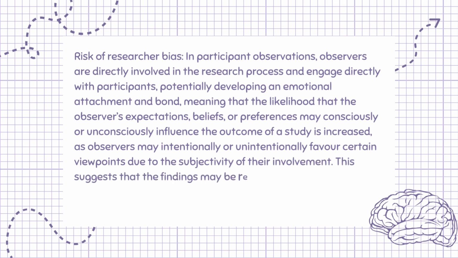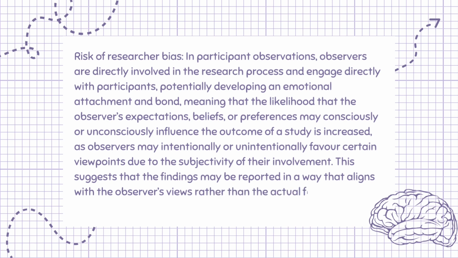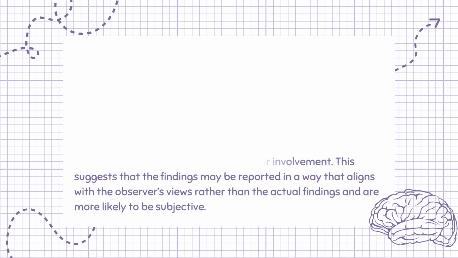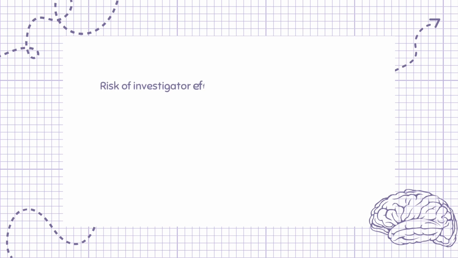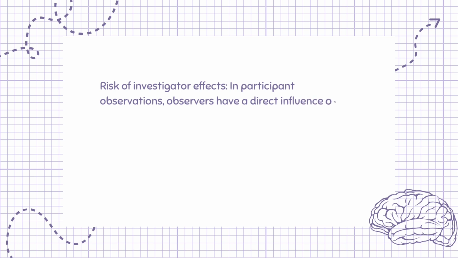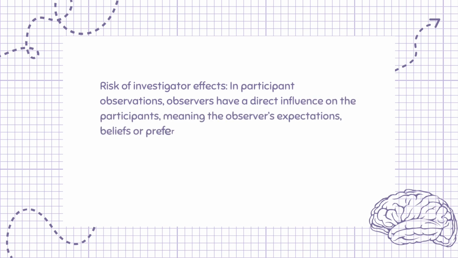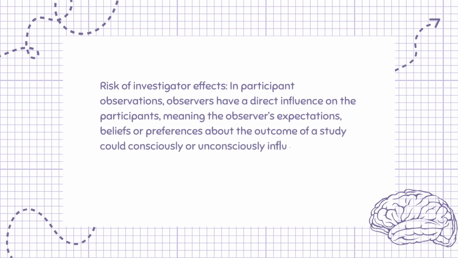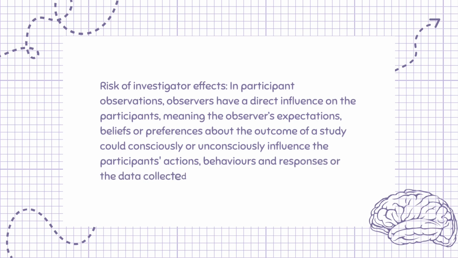This suggests that the findings may be reported in a way that aligns with the observer's views rather than the actual findings and are more likely to be subjective. Risk of investigator effects. In participant observations, observers have a direct influence on the participants, meaning the observer's expectations, beliefs, or preferences about the outcome of a study could consciously or unconsciously influence the participants' actions, behaviors and responses, or the data collected.